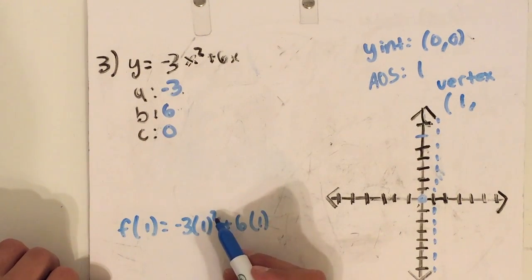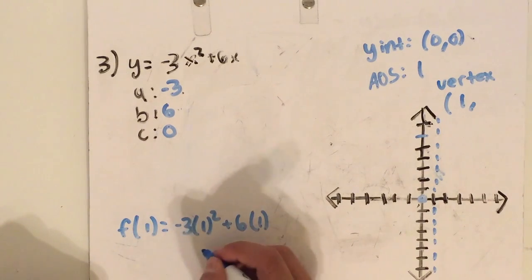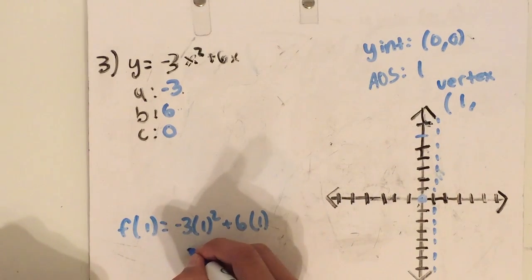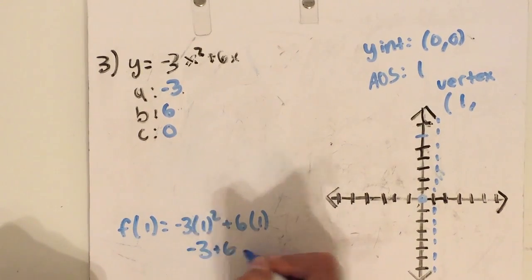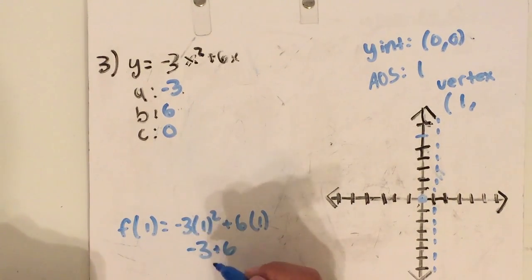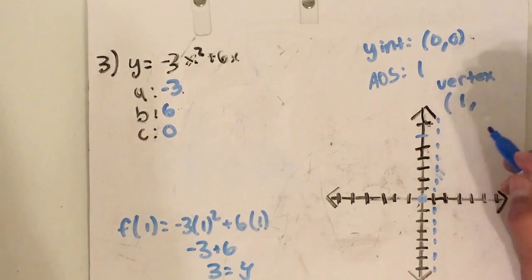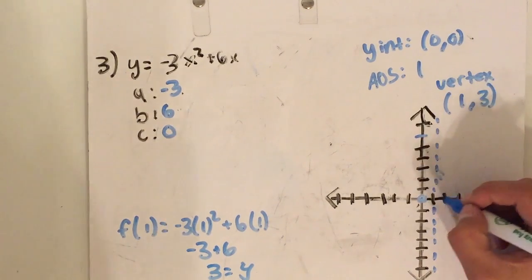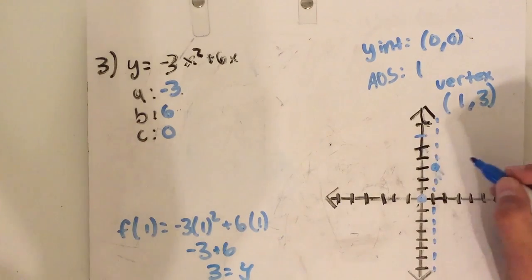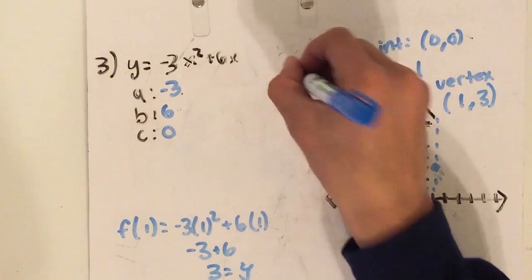So we're going to do f of 1. So 1 squared, remember order of operations, 1 times 1 is 1, times negative 3 is negative 3, plus 6 times 1 is 6. So negative 3 plus 6 is 3. So this is our y coordinate in our vertex. So our vertex up here is 1, 3. And remember that our a is negative, so the graph will be opening down.